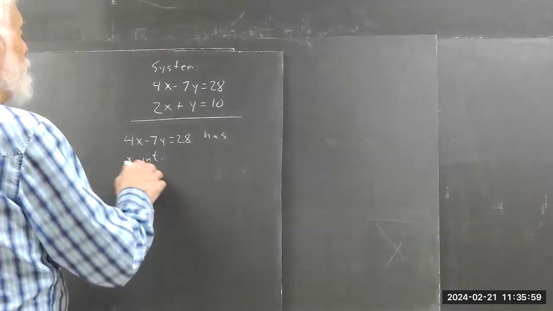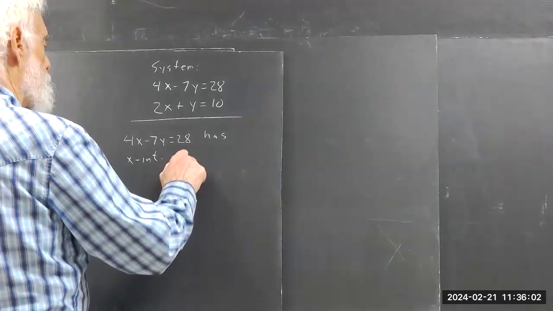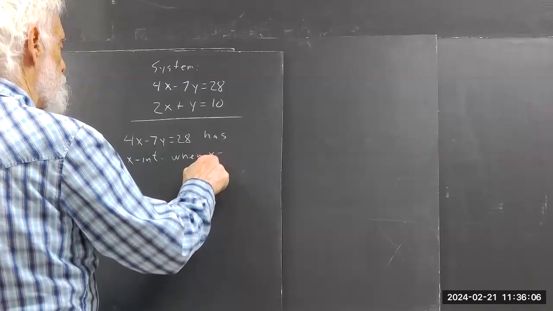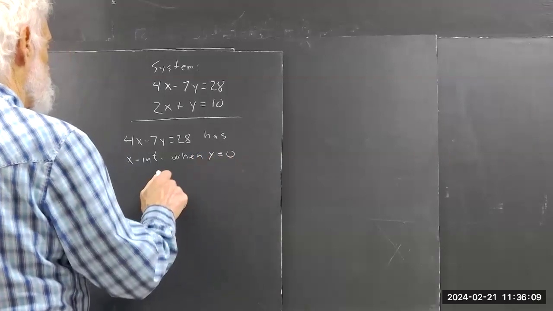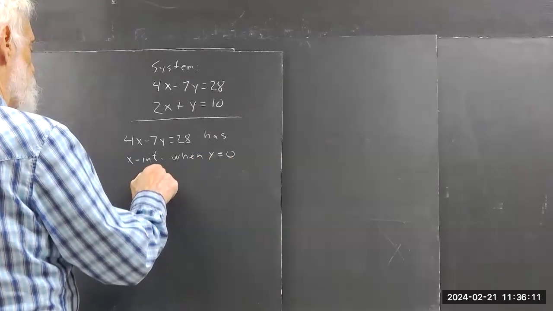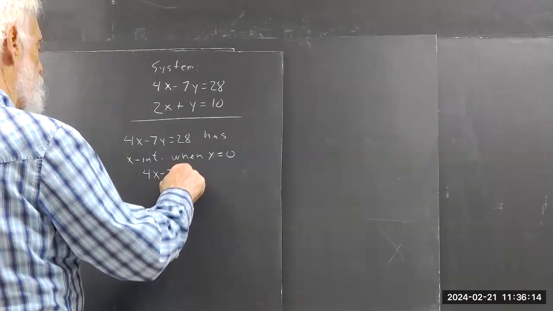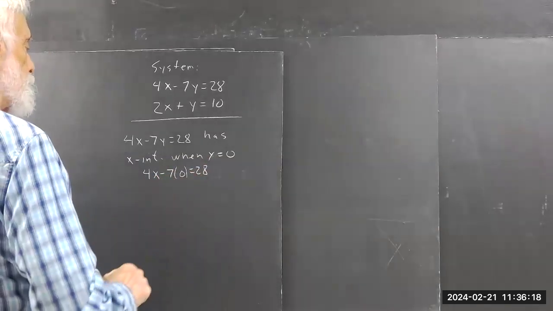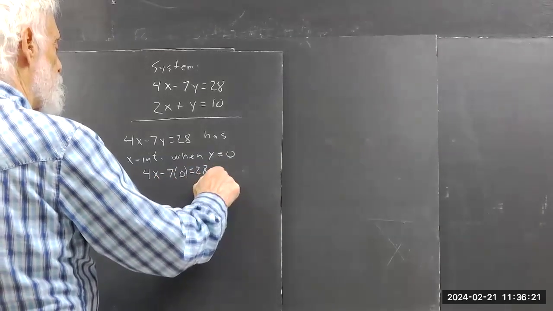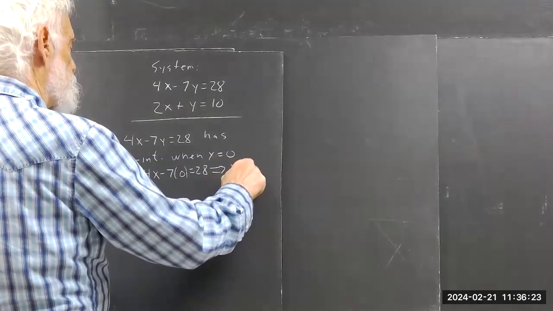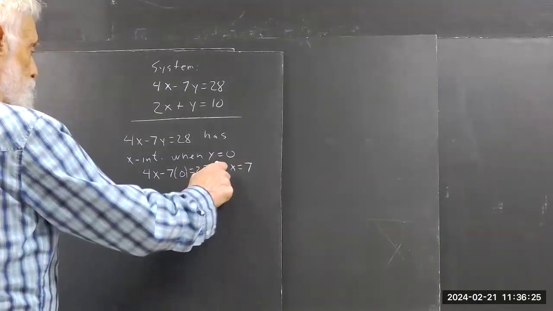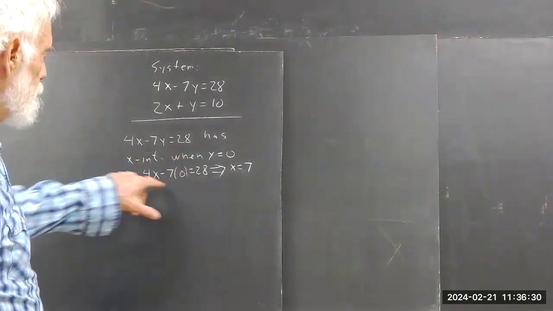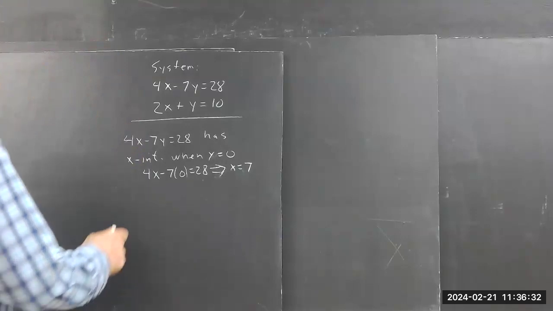Okay, so anyhow, this has an x-intercept. y equals 0. Four x minus 7 times 0 equals 28, which implies that x equals 7. And you solve that equation easily. This term is going to go away. You're just going to divide 28 by 4 and that's it.